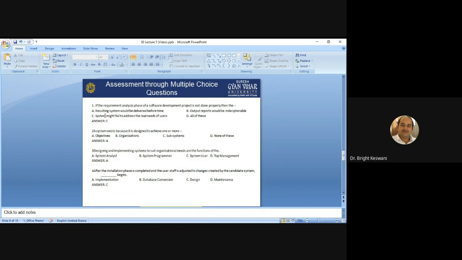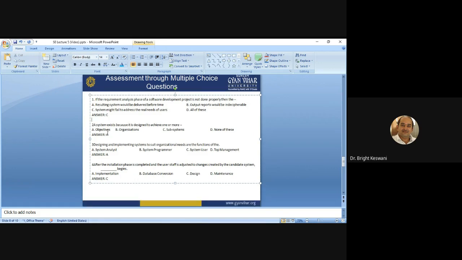So the answer is, system might fail to address the real need of user, because if the requirement analysis is not done in a proper manner, you cannot predict the actual requirement, you cannot assess the actual requirement of the client. So system might fail to address the real need of the user.